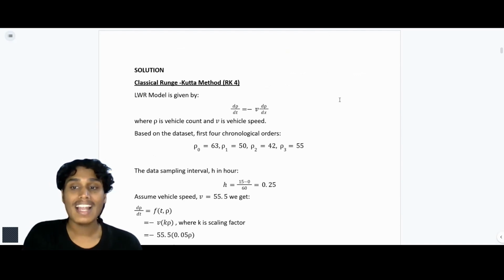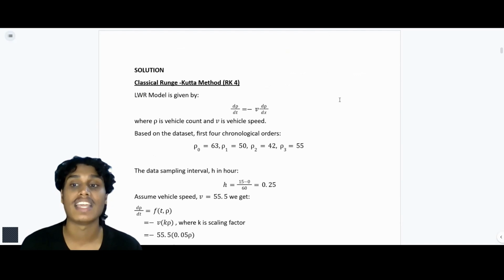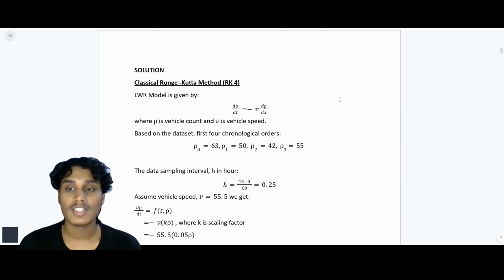Okay, our LWR model is dp/dt equals negative v dp/dx, where p is the vehicle count and v is the vehicle speed. Based on the dataset, P0 equals 63, P1 equals 50, P2 equals 42, and P3 equals 55. Then we need to find the data sampling interval h in hours by subtracting 15 with 0 and dividing by 60 to get 0.25 hours.